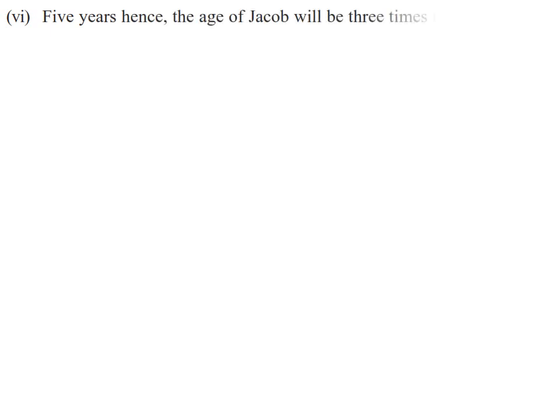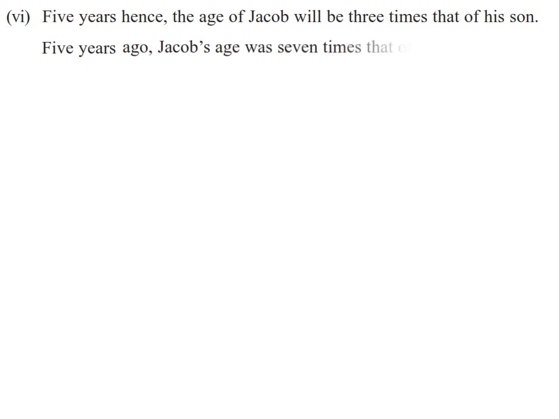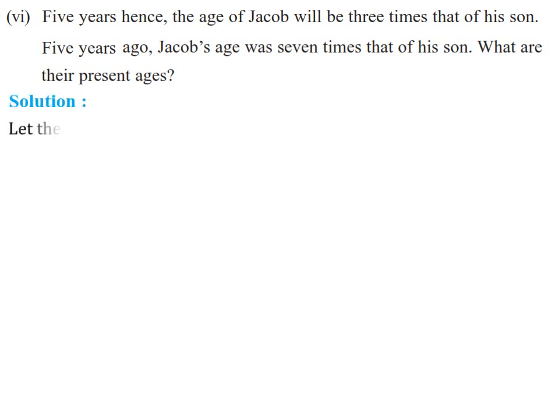Now the next one, the sixth question is: 5 years hence the age of Jacob will be 3 times that of his son. 5 years ago Jacob's age was 7 times that of his son. What are their present ages? So we have to find the present age of Jacob and his son. So for the solution, first of all let the present age of Jacob be x years and the present age of his son be y years.